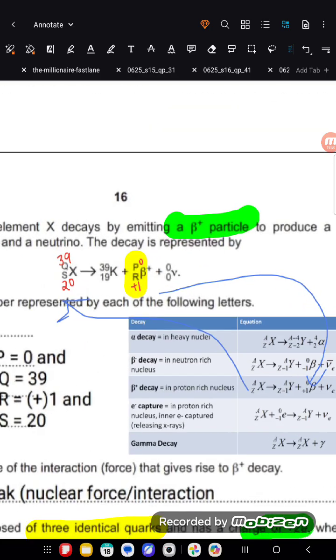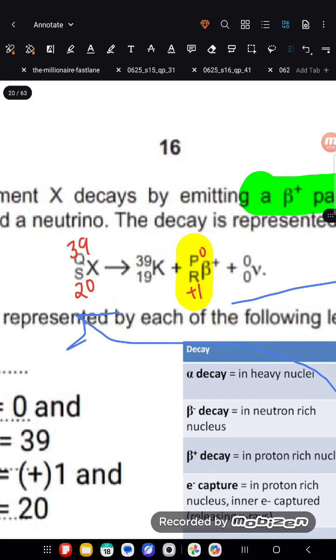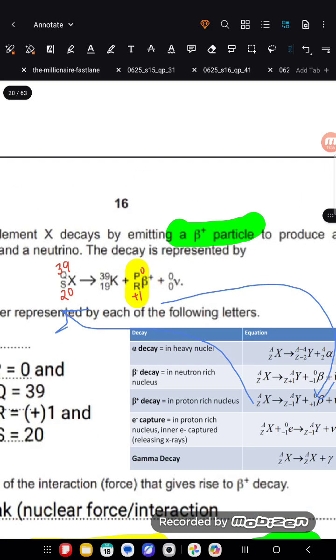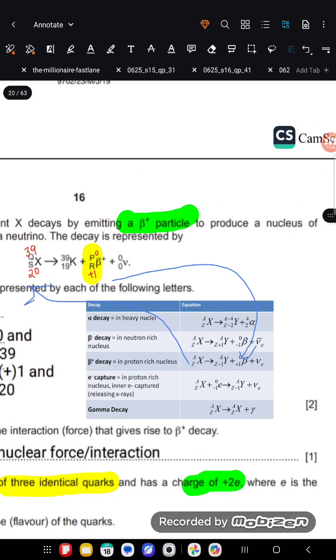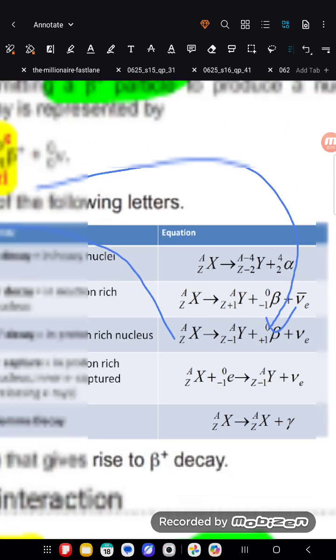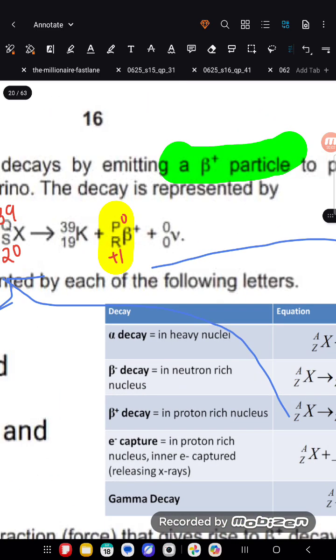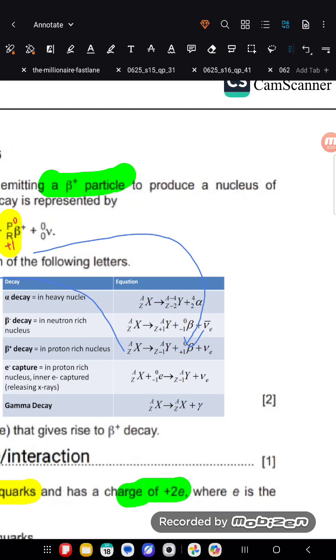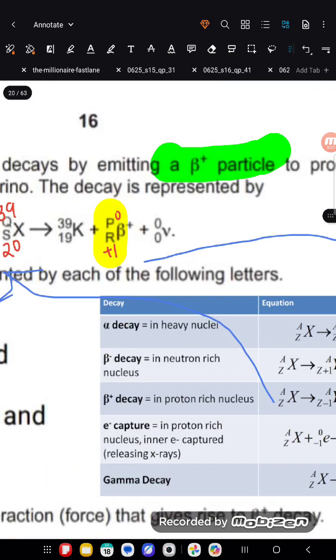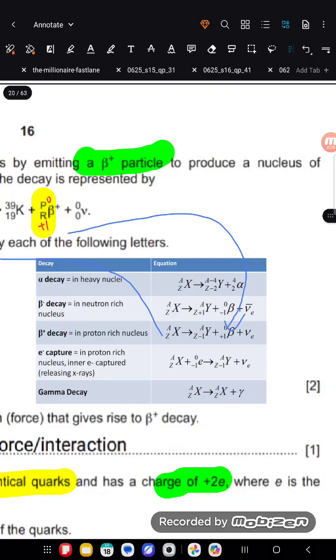Okay, this one is beta plus decay. So you know the upper number will be the same, but the below number will be decreased by 1. Beta plus decay, right? It will be decreased by 1. So it will be 19, and this one beta is 0 and plus 1, and you know this.